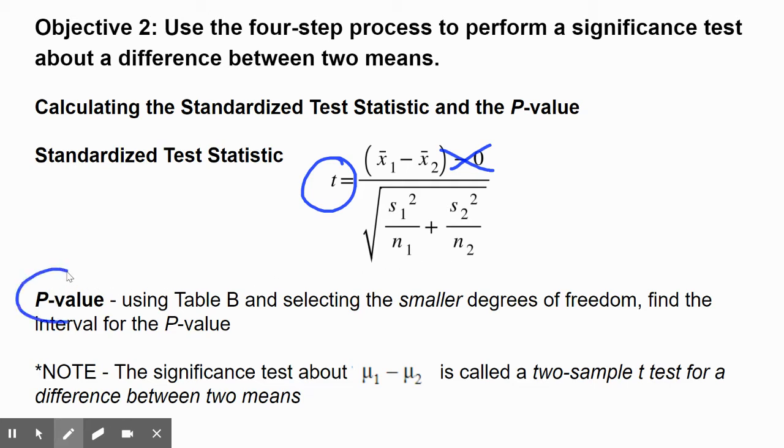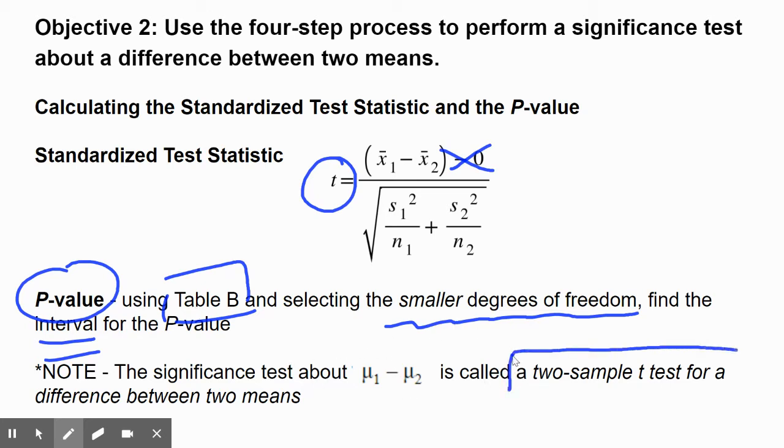To find the p-value, again, you use table B. Remember, you have to choose the smaller degrees of freedom if they're not identical. And again, we're looking for an interval. The way that we use table B is we find the two values that our t value falls in between, and we go up to the p values at the top of the chart. And again, this significance test is called a two-sample t-test for mu1 minus mu2, for a difference in means.